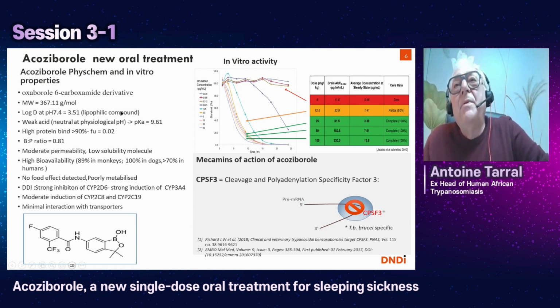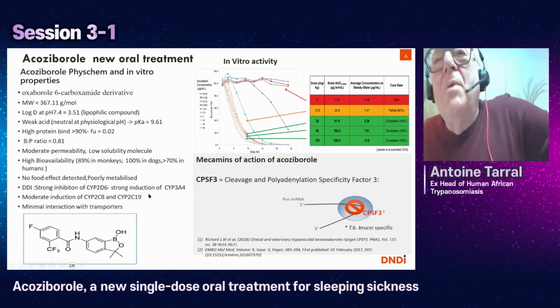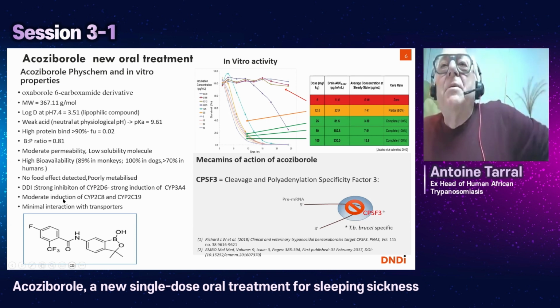Small compound, a lipophilic compound, well tolerated as it is neutral in the body, highly protein bound, very good safety, long half-life in humans, which gives us an interesting basis to work on this compound. But the weak point is here. We have recently detected a drug-drug interaction. Acoziborole has a strong inhibition of cytochrome 2D6 and a strong induction of cytochrome 3A4, which leads to more precautions as planned in the treatment of the population.